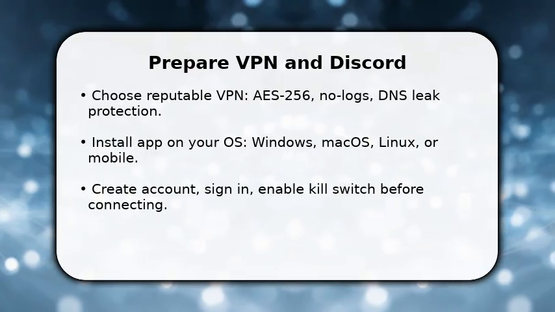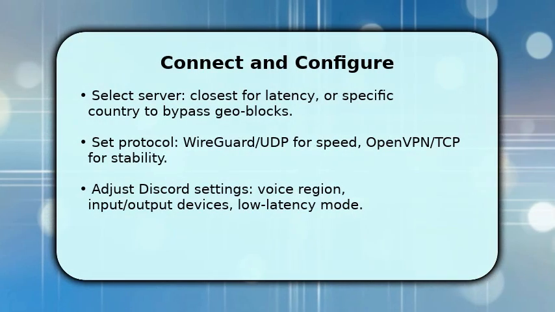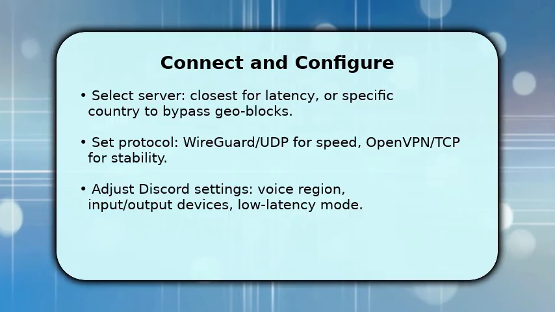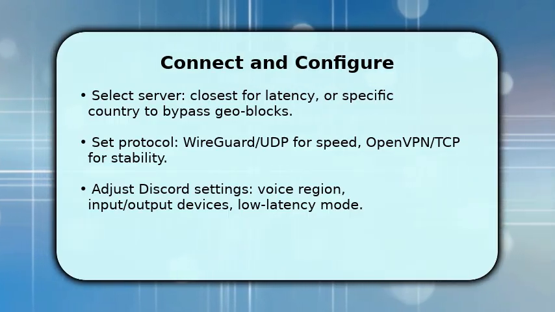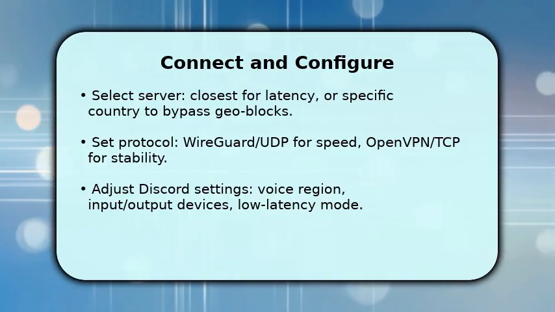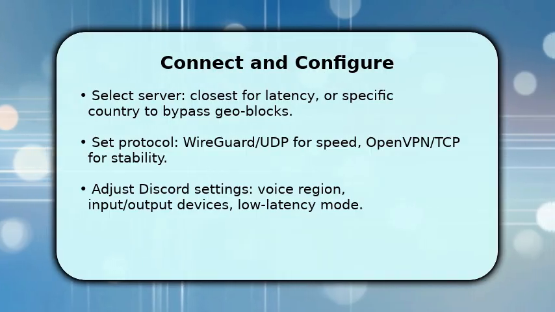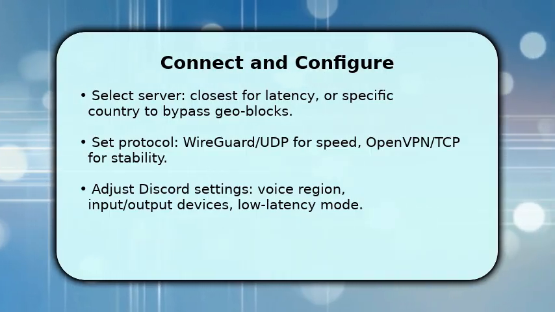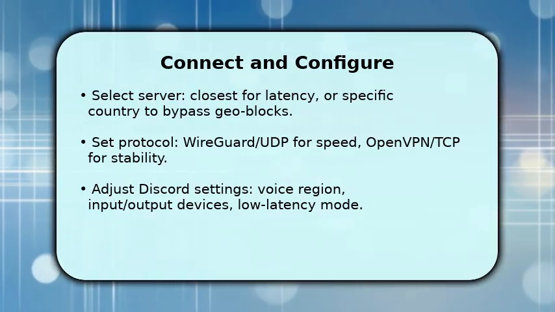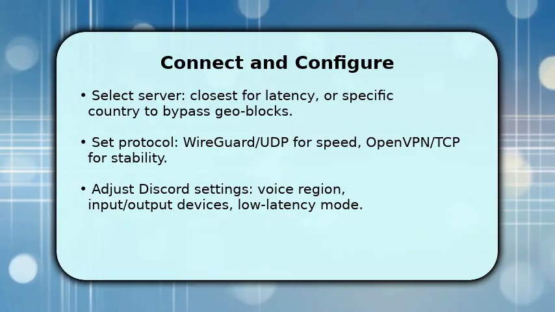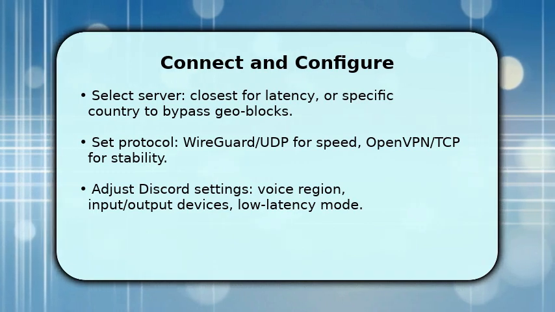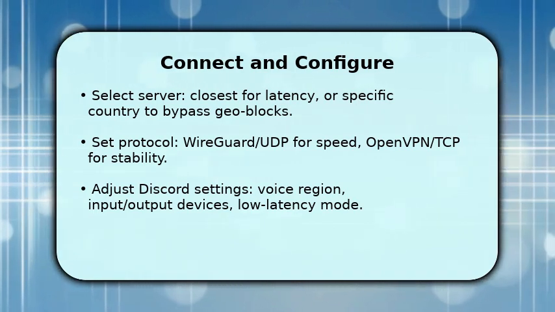Once connected to a VPN server, you configure both the VPN and Discord so everything runs smoothly. Choose a server near you for lower ping or a country that allows the content you need. Then pick a fast protocol like WireGuard for speed or OpenVPN/TCP if you need stability. In Discord, confirm the voice server region if manual, set your input/output devices, and enable low latency or automatic voice settings. This reduces call drops and keeps audio clear.